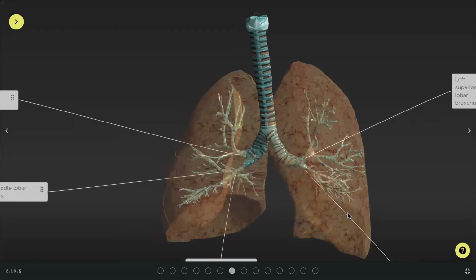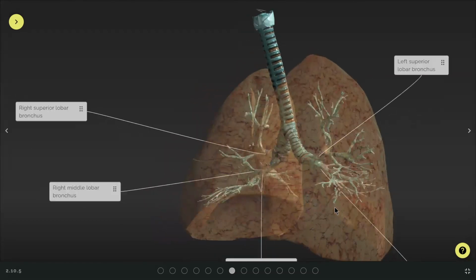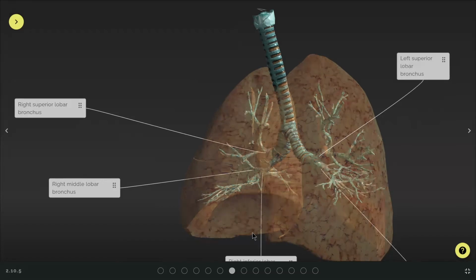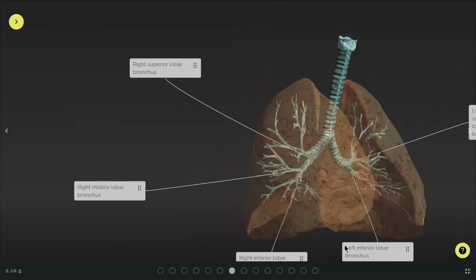And so just because I said that left lung is smaller, you can kind of see this line right here. And that separates your left lung into 2 lobes. So you've got your superior lobe, so like your upper lobe, and then you've got this bottom lobe called your inferior lobe.